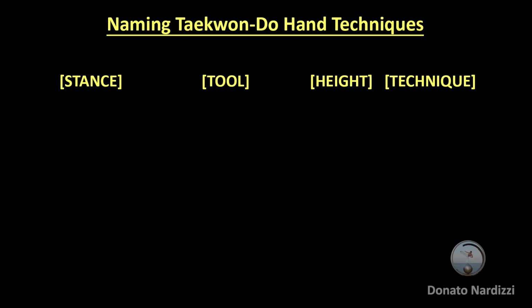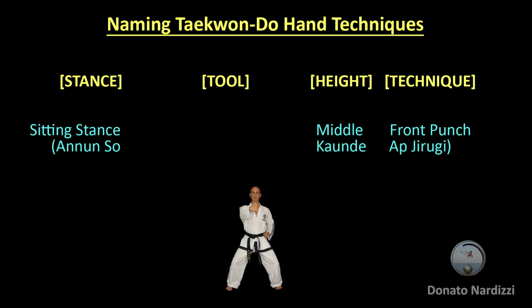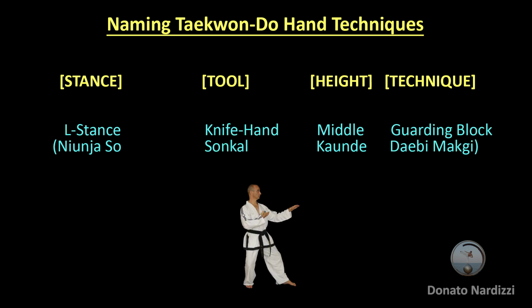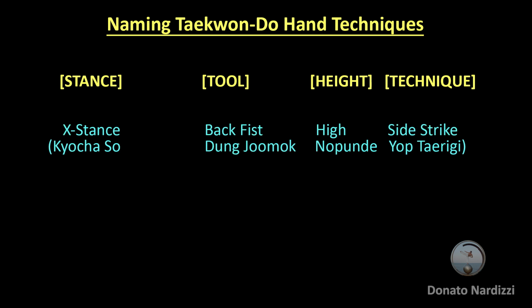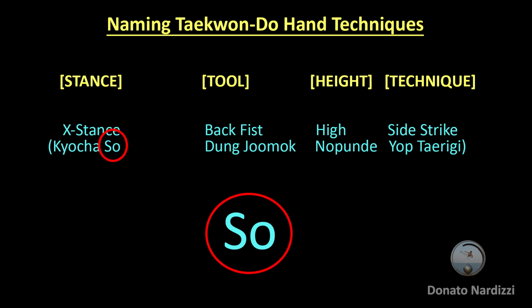Most techniques can be done with a variety of stances, so you can specify the stance at the beginning when naming a technique. For example, sitting stance middle front punch, anunso kaunde up chirigi, or L stance knife hand middle guarding block, nyunchaso songkal kaunde debi maki. X stance back fist high side strike, kyochaso tongchumok nopunde yok terigi. Notice in Korean the word sogi gets shortened to so when used in naming a technique.